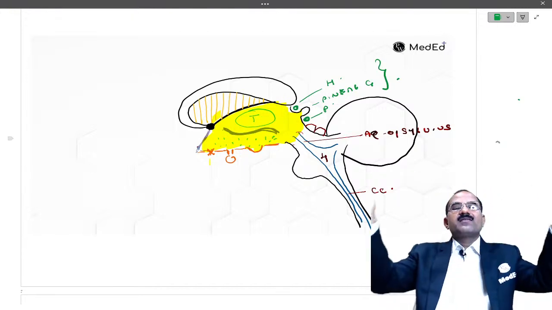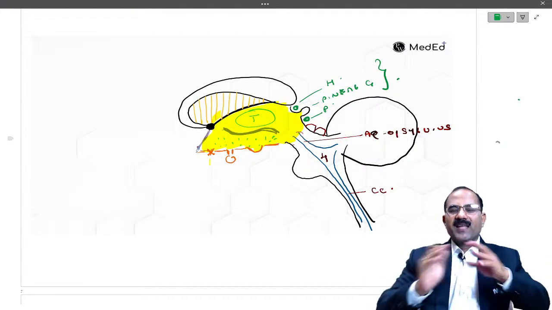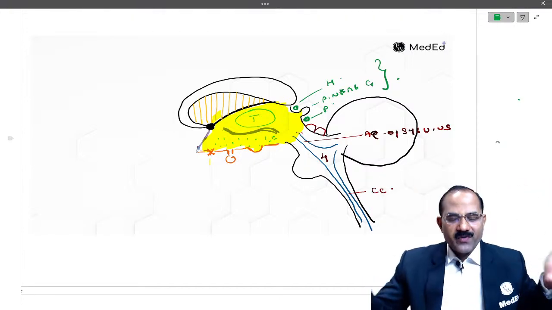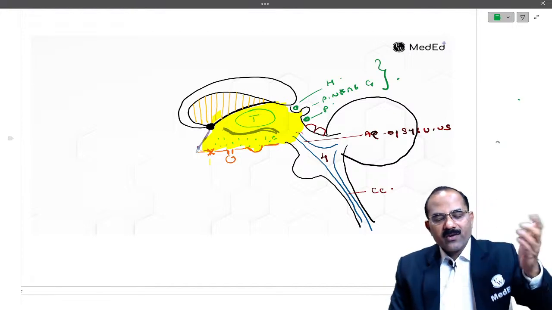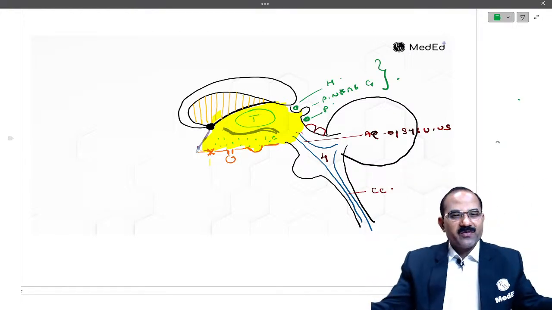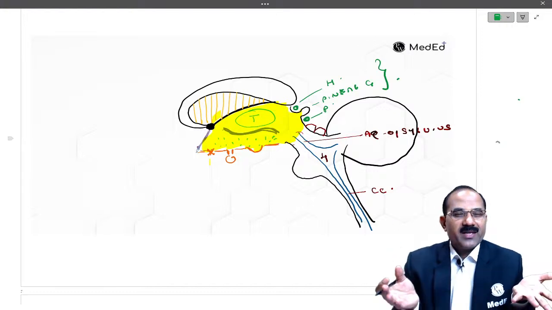And then where are the thalamus and hypothalamus, bacho? The thalamus and hypothalamus form the lateral walls of the third ventricle. Like this example I always give, the room in which you are sitting, that's the cavity of the third ventricle. You're right inside the third ventricle, right? You're watching this lecture.